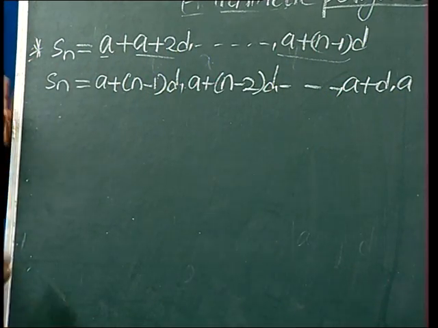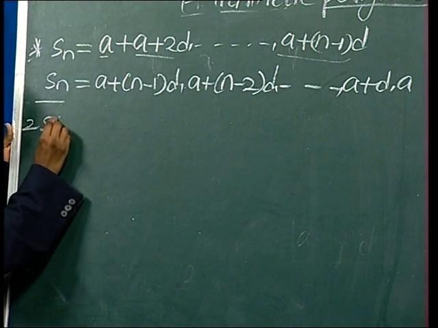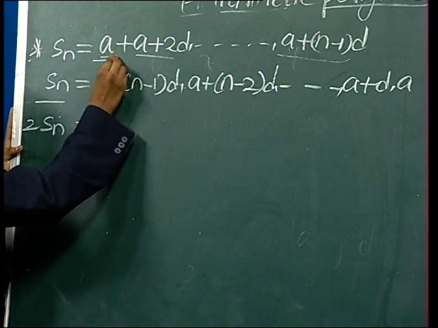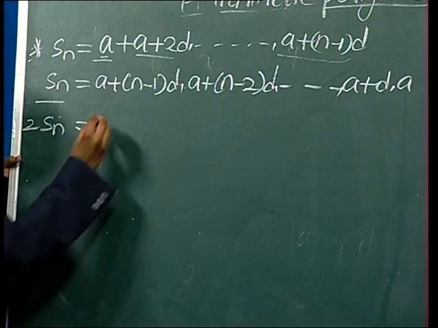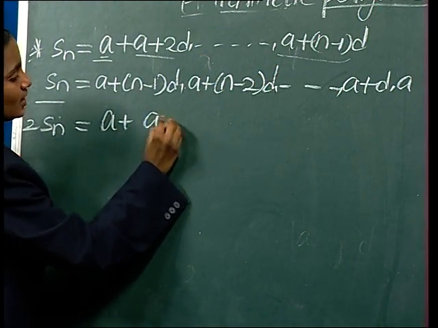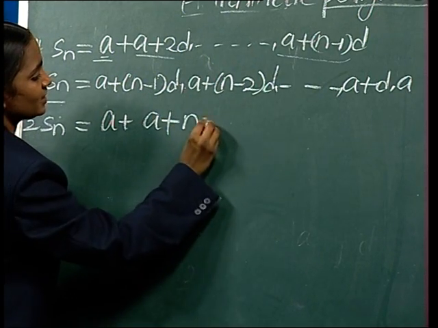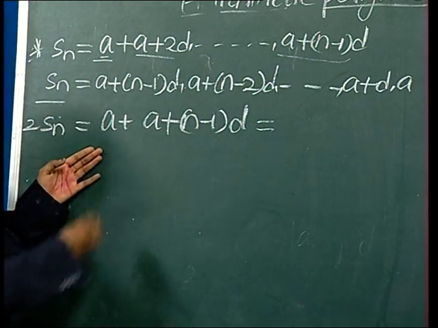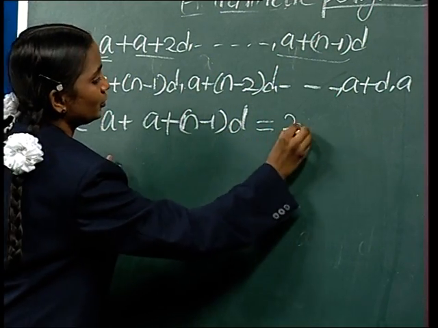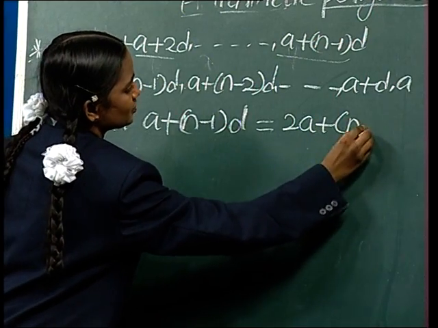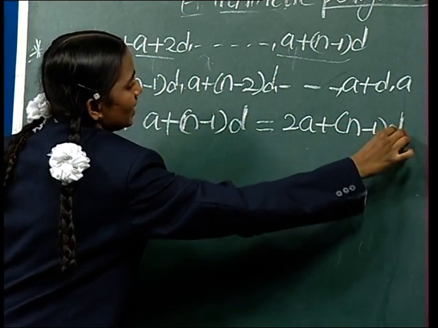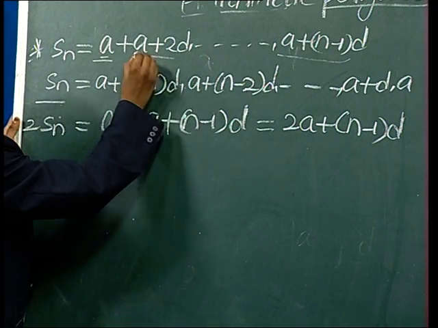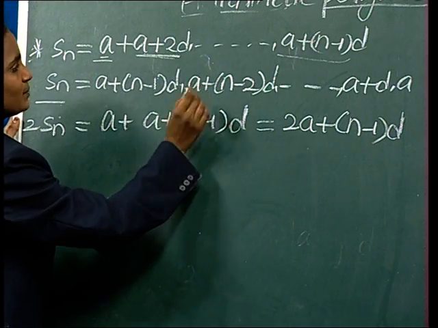Here Sn and Sn, adding these two sums, it becomes 2Sn. That means here we have to add the first term and the last term, that means a plus a plus n minus 1 into d, and it becomes 2a plus n minus 1 into d. In the same way, if we add the second term of this progression, that means a plus d and a plus n minus 2 into d.